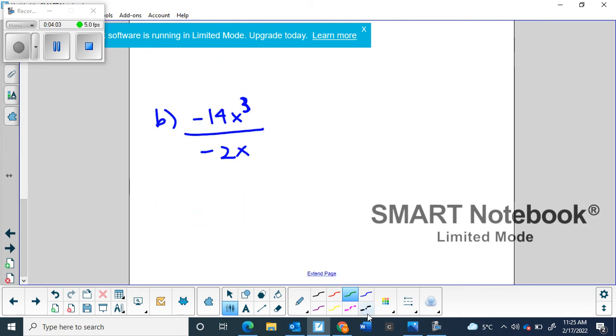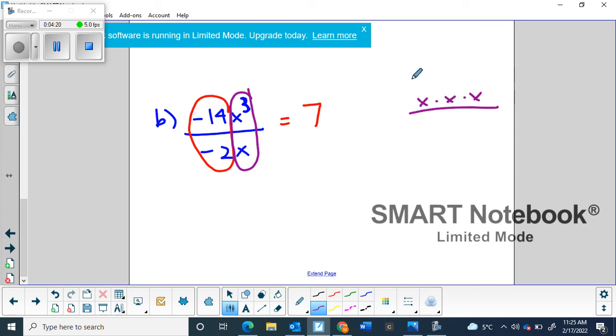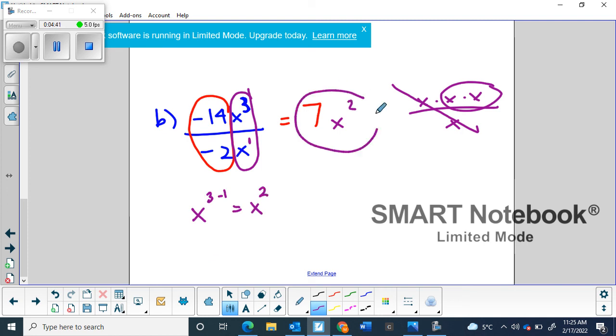Now when I scroll to this next question, I'm again going to combine the numbers. Negative 14 divided by negative 2 is positive 7. Then I notice I only have x's here, which is nice. I have 3 x's on the top and 1 x on the bottom. So I'm going to cancel out the x's, one on top, one on the bottom. I'm still left with 2 x's on top, or x times x, which is x squared. Or using exponents, x is to the 3, this x is to the 1, 3 minus 1 is x to the exponent 2, which is what we got for our answer.